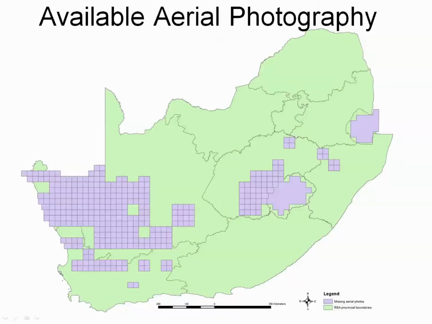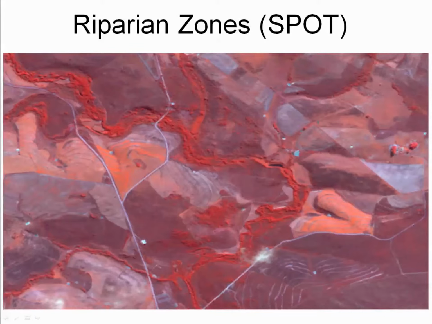Aerial photography for the country, as said, we've got about 2/3 available. That's the green parts. The purple is what's still in the production line. It's been flown, but we're waiting for it to come out. And obviously, Swaziland and Lesotho is not covered by our taxpayers, so hopefully we will get aerial photography, but not with our money.